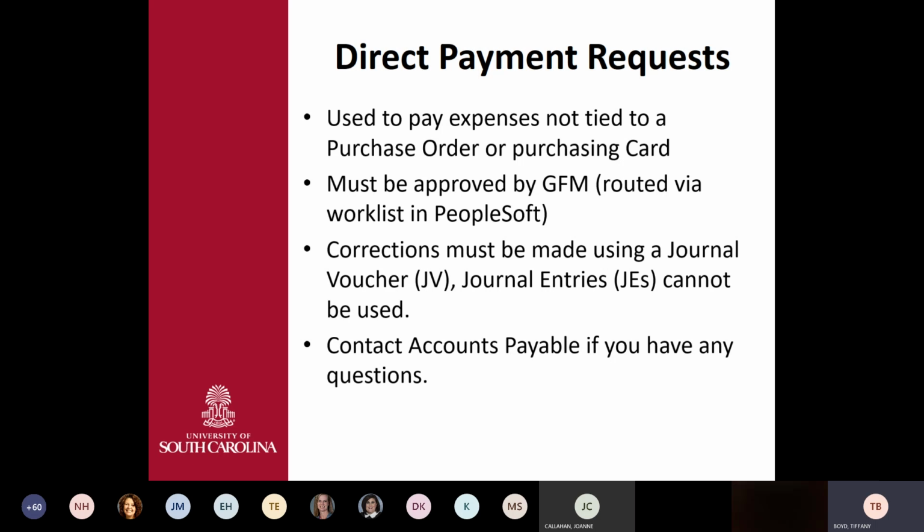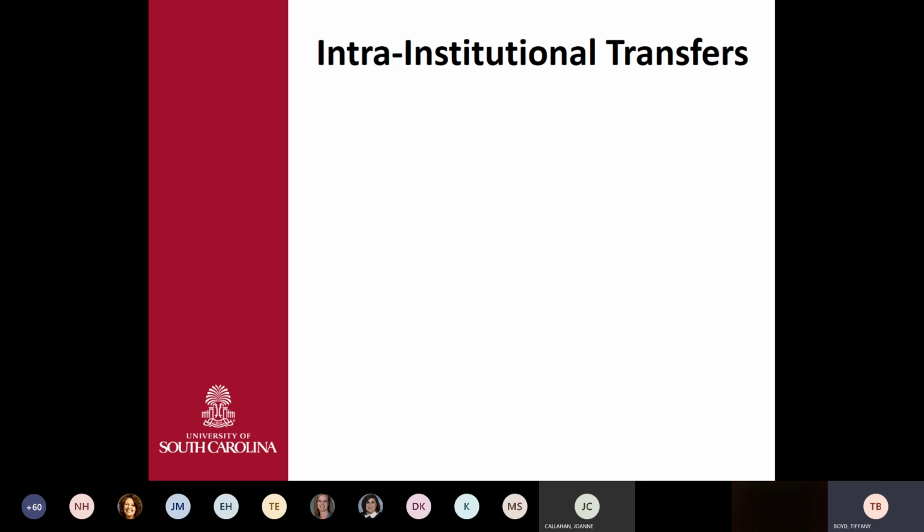The one thing we want to let you know is that a lot of people don't realize that corrections must be made using a journal voucher or a JV. Journal entries can't be used. A lot of people will try to make corrections using JEs, and you can't do that. You have to do it via a JV. So we just wanted to highlight that here. And if you have questions, don't hesitate to contact accounts payable. We have a slide at the end that'll give you email addresses on who to contact if you have questions. So then that takes us to IITs.